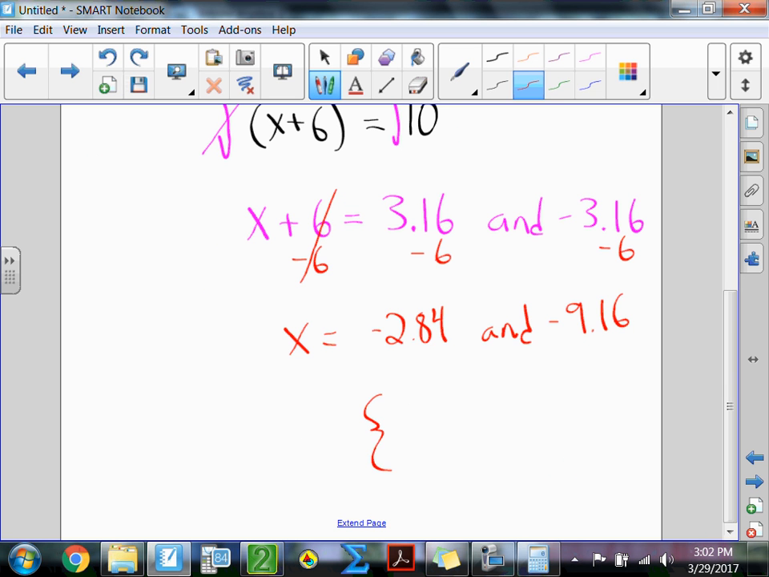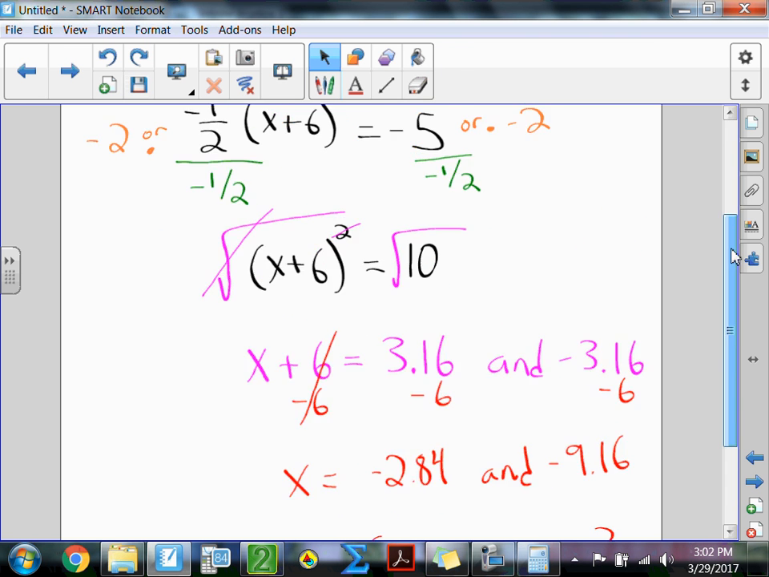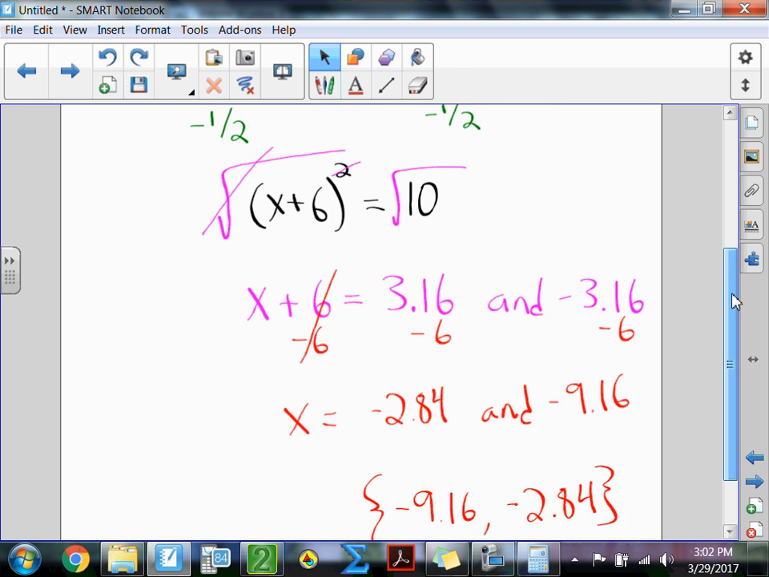Again, I can write it in set notation if I want to. I like to put the smaller number first, so the more negative number in this case. And that is how I can do problems like number 8. I think number 7 is just like that as well.